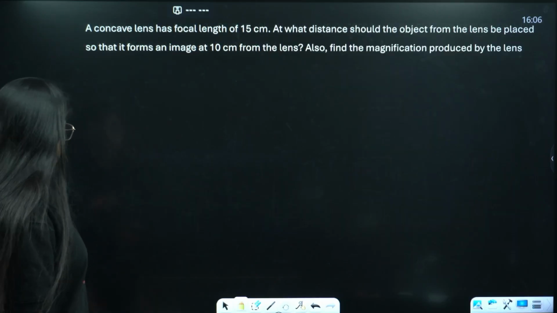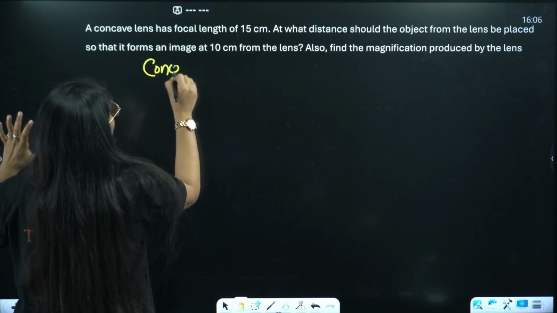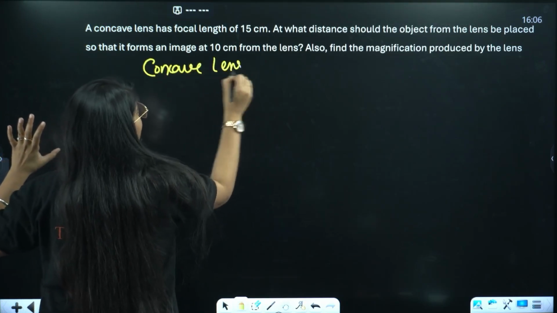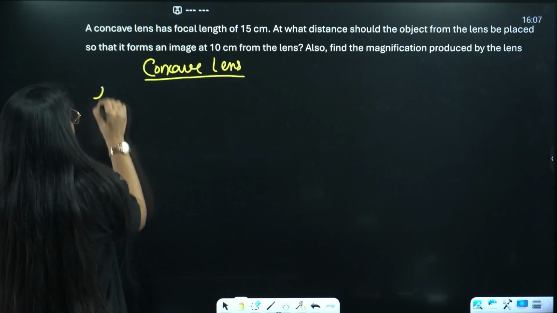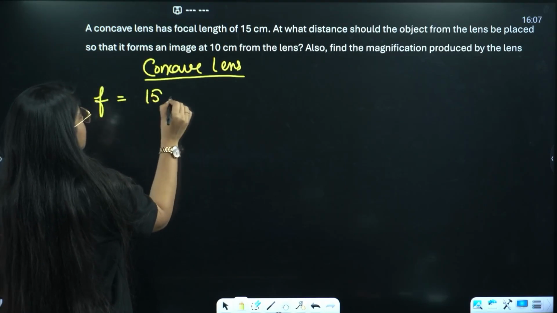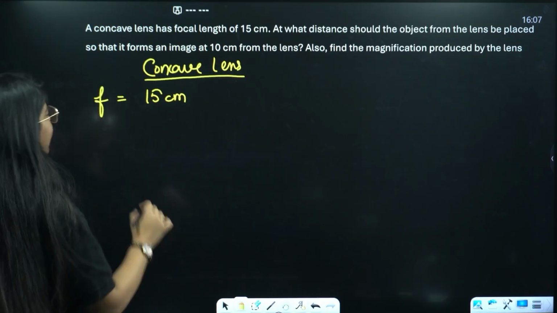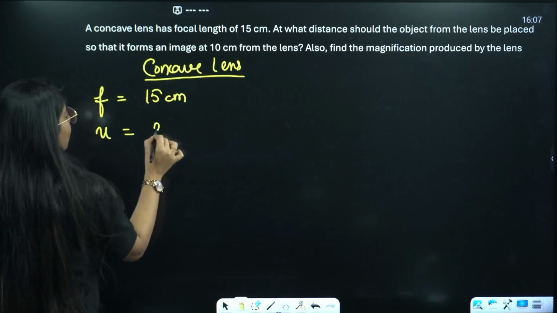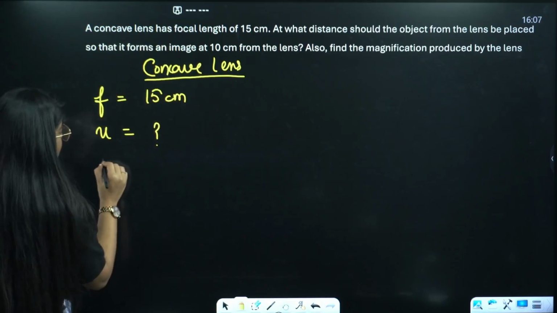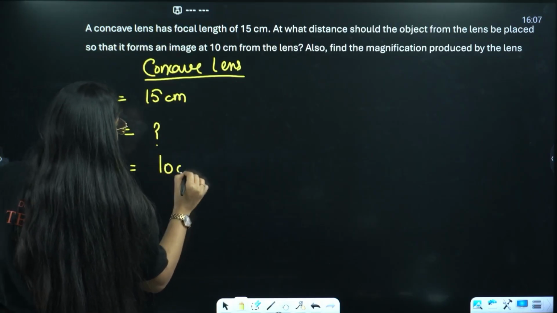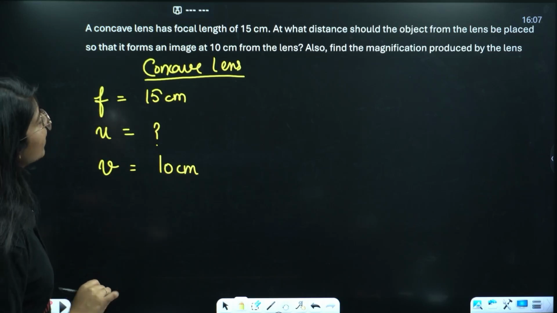Okay, moving on to the next question, we have a concave lens. We are given a concave lens now. Make sure to write lens or mirror with this. It has a focal length of 15 centimeter. At what distance should the object from the lens be placed? We have to find u now, correct? So that it forms an image at 10 centimeter from the lens, and the image distance is given, that is 10 centimeter from the lens. Also find the magnification produced by the lens.